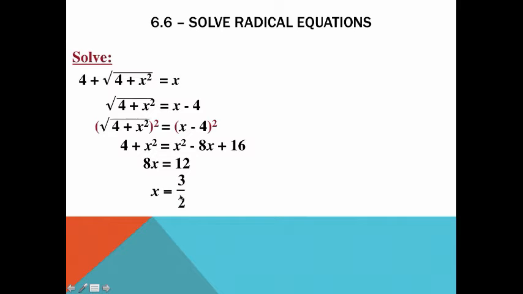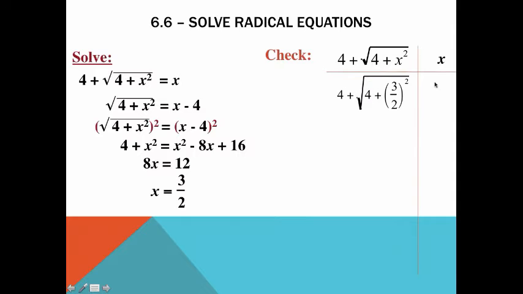Now, I should definitely check my work and make sure this is the right answer, so I'm going to do a check over on the right-hand side of the screen. So if I have 4 plus the square root of 4 plus x squared, and it's supposed to be equal to x, I'm going to say my x is going to be my 3 over 2, and then my 3 over 2 also gets plugged into my left-hand side of the equation. So I have my left-hand side and my right-hand side.